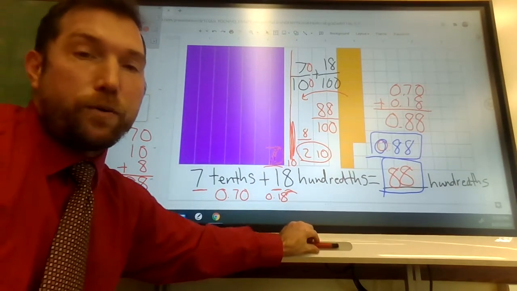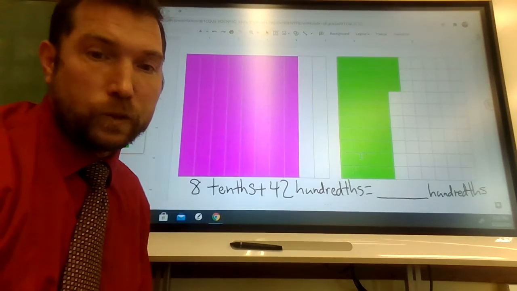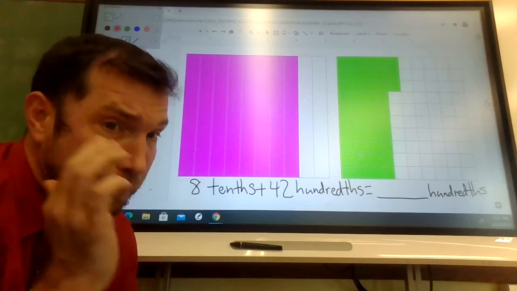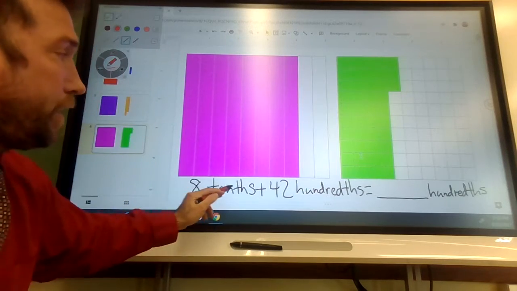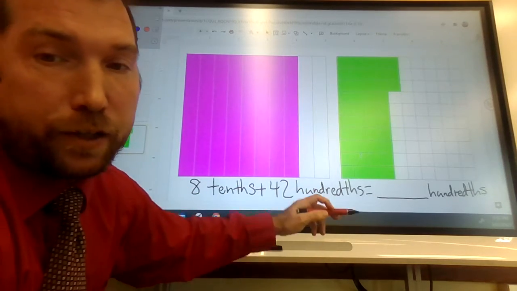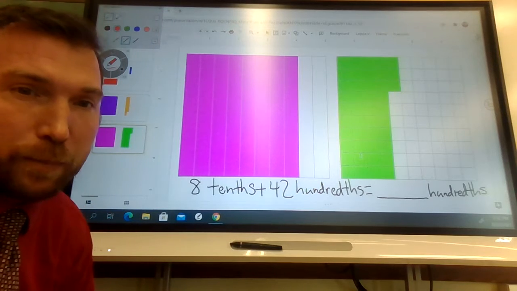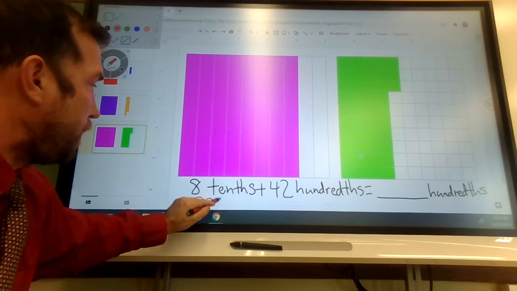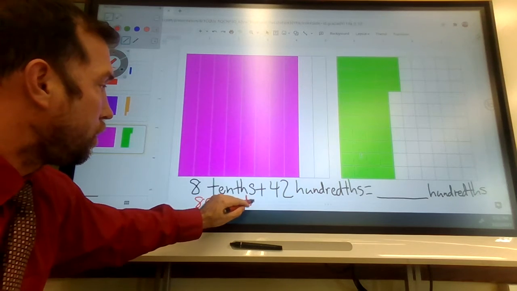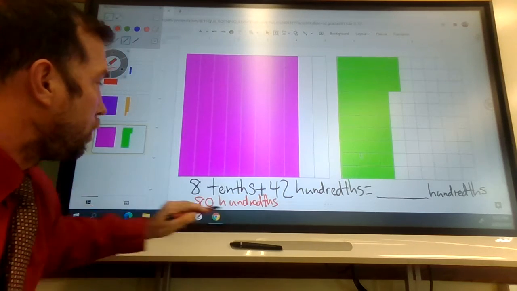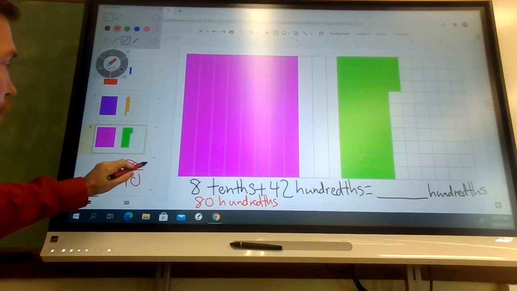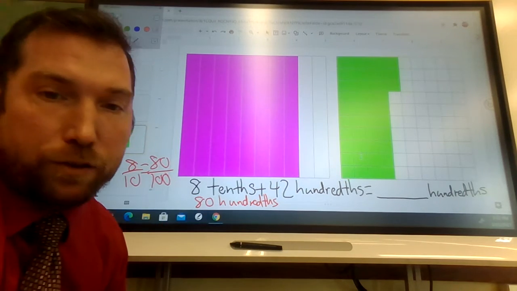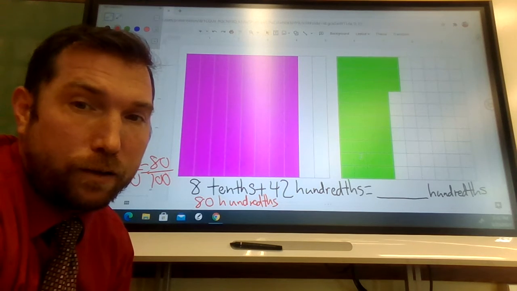And then I'll show you another one that's even a little bit trickier. I wanted to show you this one because something different is going to happen in it. It's going to start off the same way. All right, 8/10 plus 42/100 equals something hundredths. So when we think about this one as 80/100, I'm thinking about my 8/10 as a fraction becoming 80 over 100. Then I can add it to the 42/100. It's going to be something a little different here.